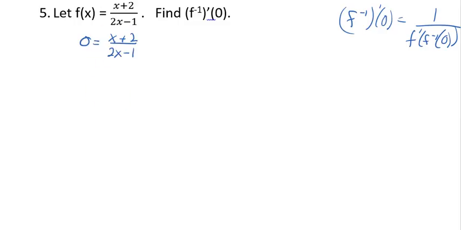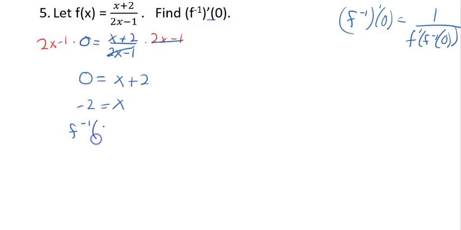So I'm setting the original equal to 0. Now don't get stressed out by this. Remember that when you have an equation with fractions in them, what you need to do is multiply by a common denominator. In this case, you just have 2x minus 1. So if I multiply both sides by 2x minus 1, it cancels on this side, and I have x plus 2. And on this side, 0 times anything is 0. So I have a really simple equation. I subtract 2, and I get x is negative 2. So that means f inverse of 0 is negative 2, and I can plug that in over here.